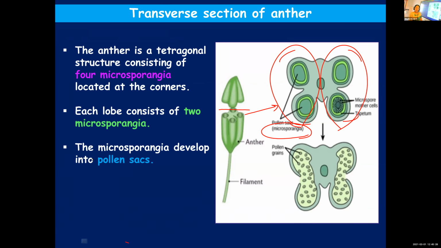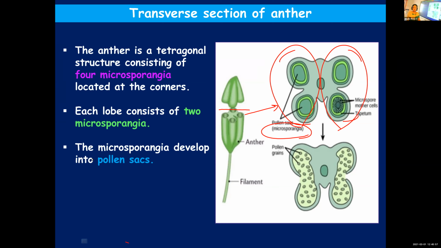Once again, inside the anther, you can find microsporangia. If you take a transverse section, you will find it has a tetragonal structure with four corners, and at each corner you can find a microsporangium, and in each lobe there will be two microsporangia each. So altogether we can find four microsporangia.